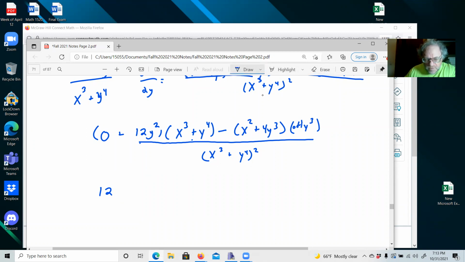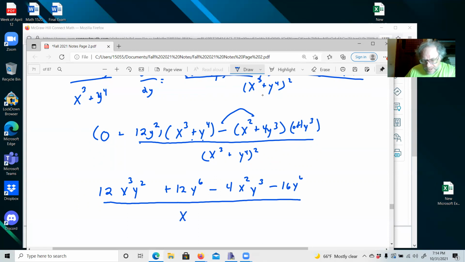Okay, so we have 12x to the 3 y squared. When the bases are the same, we add the exponents, so that's going to be plus 12y to the 6th. Okay, minus, here we have y to the 3. So we have minus 4x squared y to the 3. And then here we have minus, don't forget, this minus has to go into those places. So it's 4 times 4 is 16, and then we have y to the 6th.